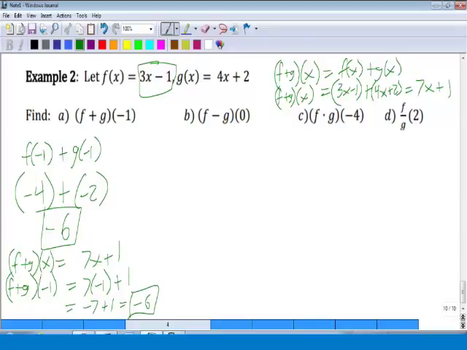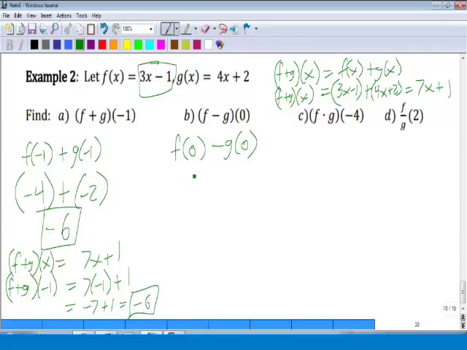For the b part, c part, and d part, I think all I want to do is just evaluate the individual functions. This is going to be f of 0 minus g of 0. Please do not think of this as applying the distributive property. This is not the distributive property here. We're not multiplying f by anything. We're just applying the definition of the difference function. f of the number minus g of the number.